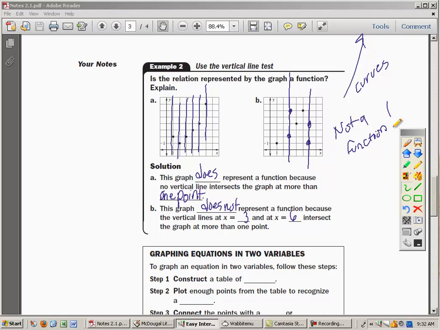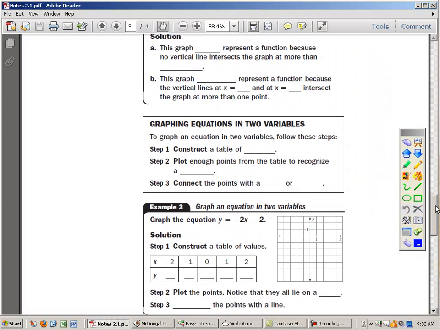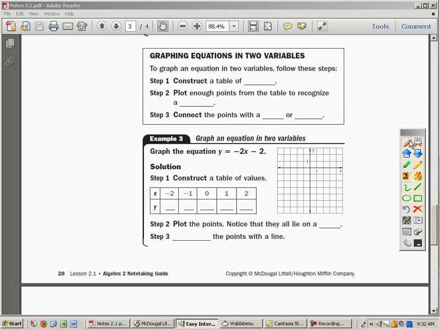All right, so how about graphing equations in two variables? Now, some of you remember some things from Algebra 1A, and so if you already kind of get some of this, it might actually be a little bit easier than we're making it. But to graph anything, if all else fails and you've forgotten about slope-intercept form, you can just construct a table of values and then plot enough points from the table to recognize a pattern. Again, these are linear functions, so they should be graphs of lines in most cases, in everything we do in chapter 2 anyway. And then connect the points with either a line or a curve.